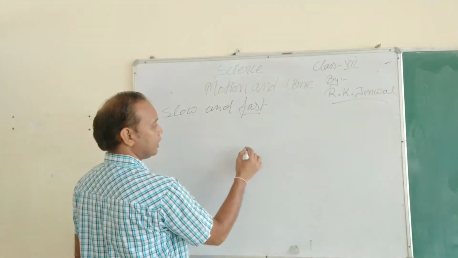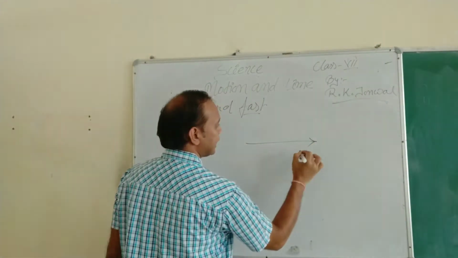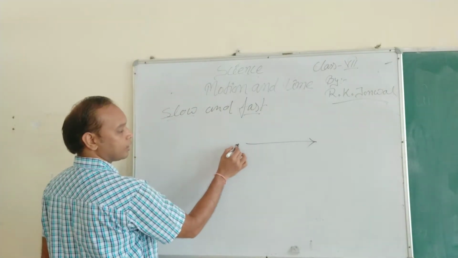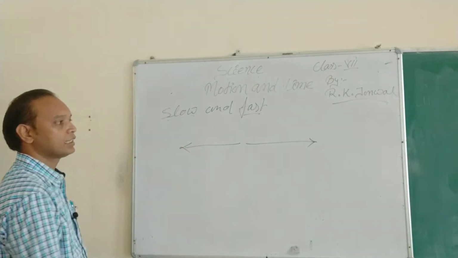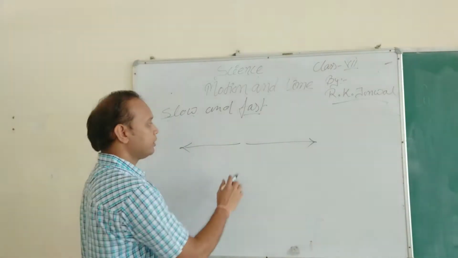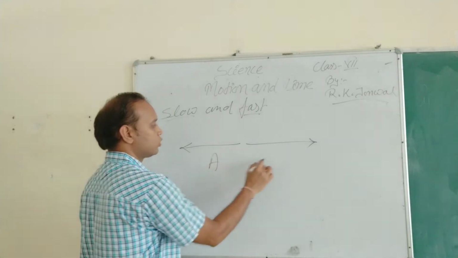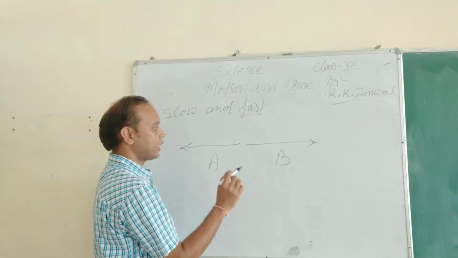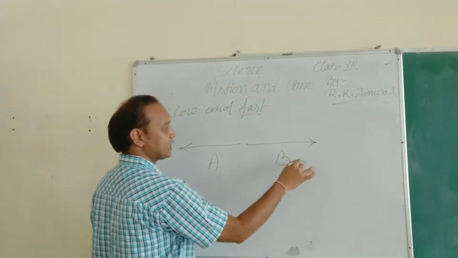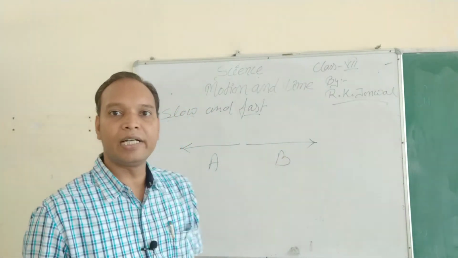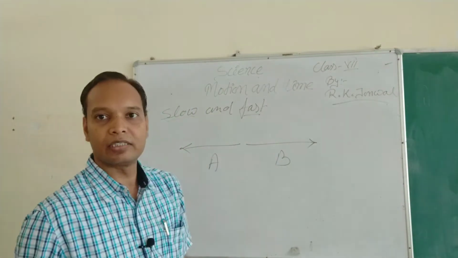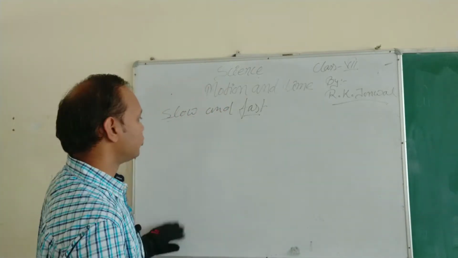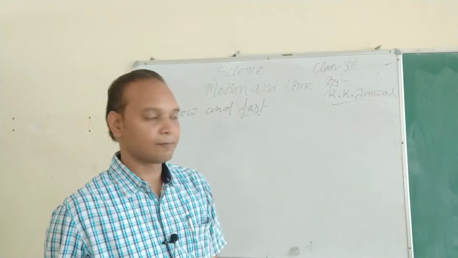You can say if any object moves in this direction and other objects move in another direction, then we cannot determine which is fast or which is slow. Here are two objects, students. One is A and another one is B. These objects move in different directions, so we cannot determine which is slow and which is fast. We can determine slow or fast if the two objects move in a similar direction.